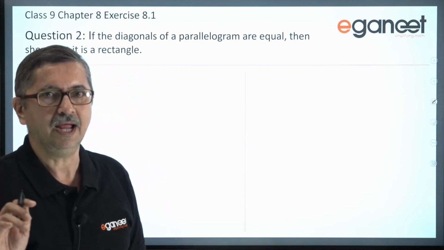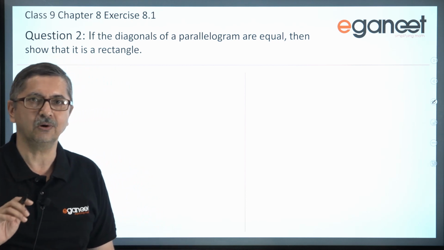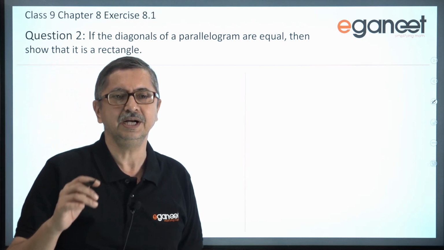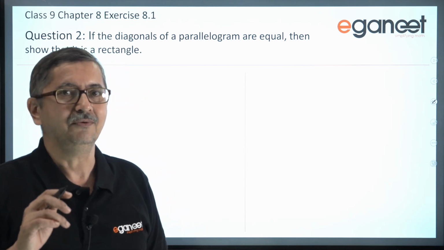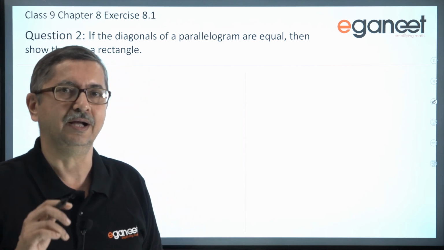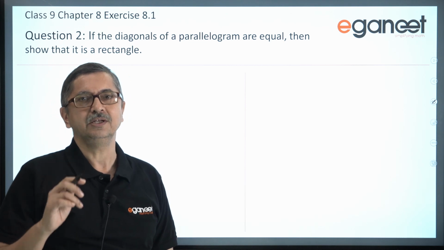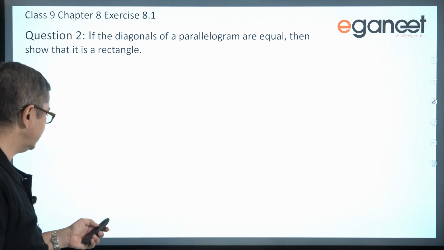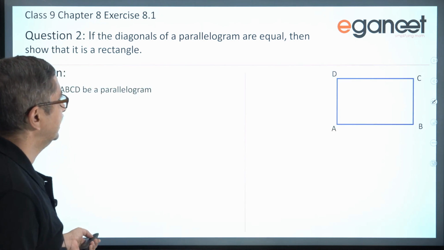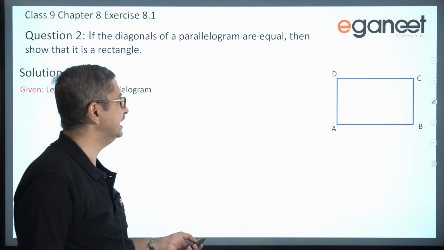a rectangle. Why? Because to prove any parallelogram a rectangle, what is the condition needed? Can you guess? Right. We know that for any parallelogram to be a rectangle, you need to have at least one interior angle as 90 degrees. Clear? So let us see. So first, let us take this parallelogram ABCD.